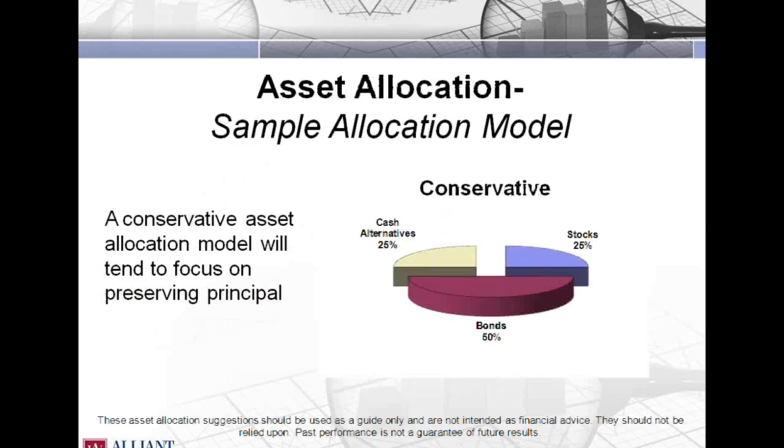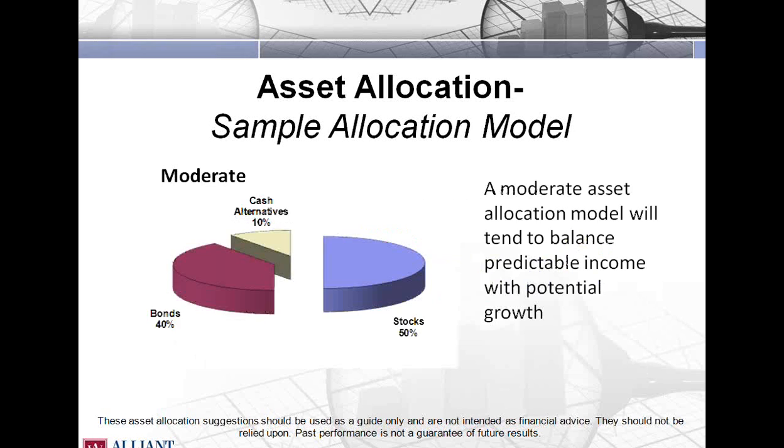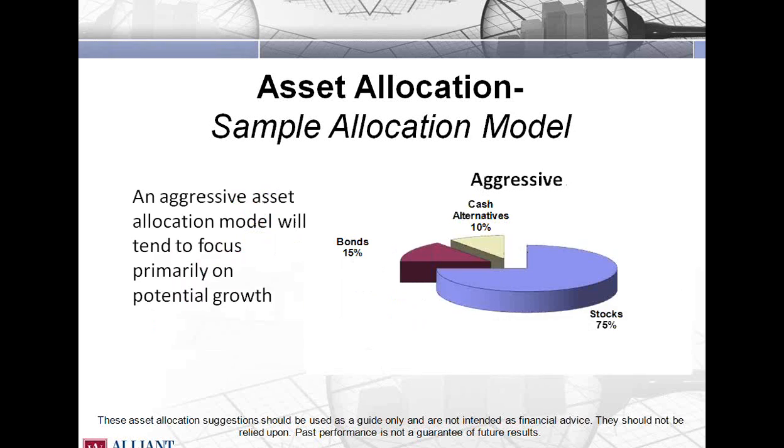Every individual situation is unique. Nevertheless, in general, conservative asset allocation models will invest heavily in bonds and cash alternatives with the primary goal of preserving principal. By comparison, a moderate asset allocation model will attempt to balance income and growth by allocating significant investment dollars to both bonds and stocks. Finally, an aggressive asset allocation model will tend to concentrate heavily in stocks, focusing on potential growth.